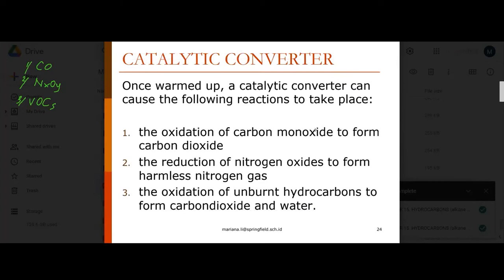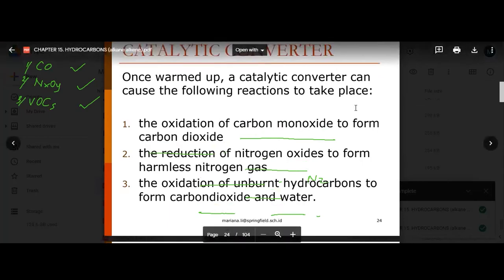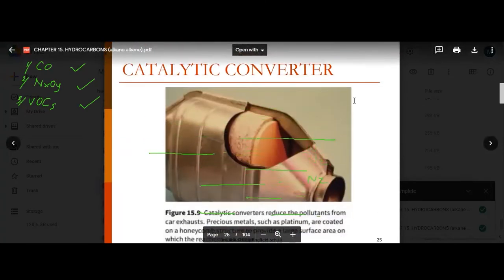less harmful gases. Carbon monoxide will be oxidized to form carbon dioxide. Nitrogen oxides will be reduced to form nitrogen gas. You know that N2 is not harmful, right? And number three, the oxidation of unburned hydrocarbons to form carbon dioxide and water. So three gases will be removed using this catalytic converter: CO, nitrogen monoxide, and unburned hydrocarbons. So this is what the catalytic converter looks like.